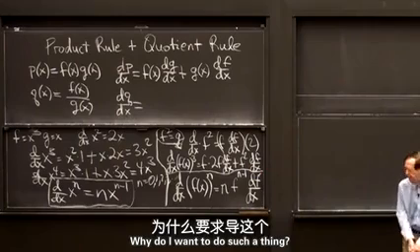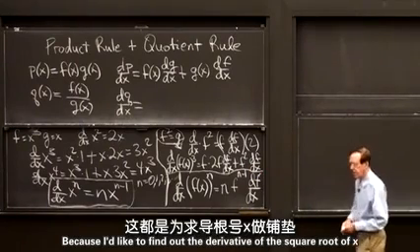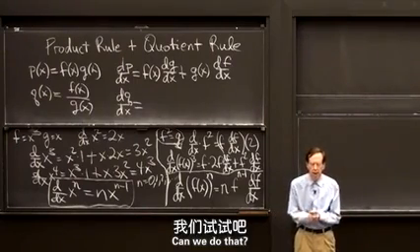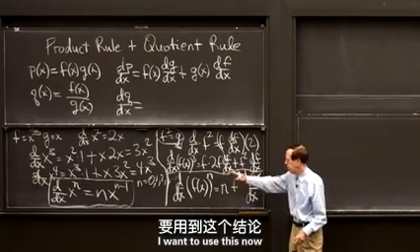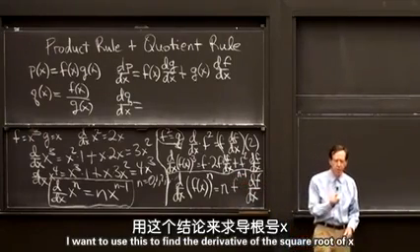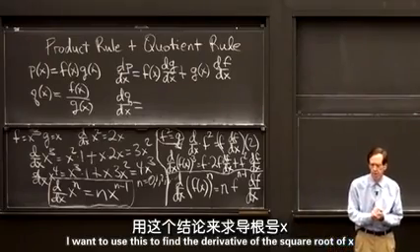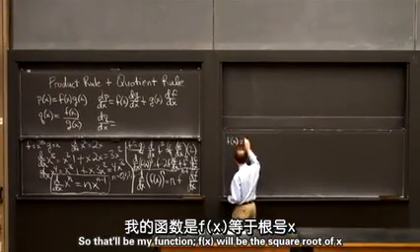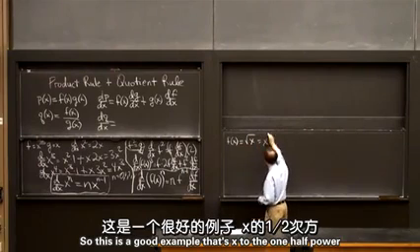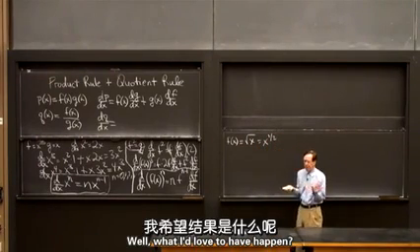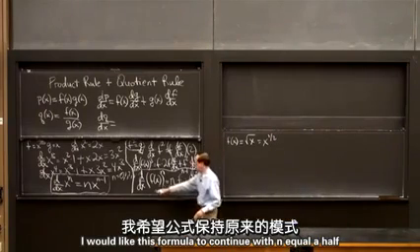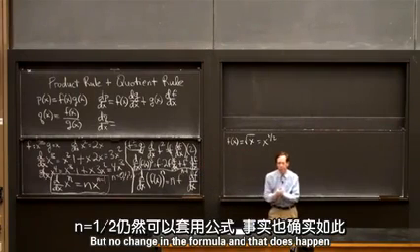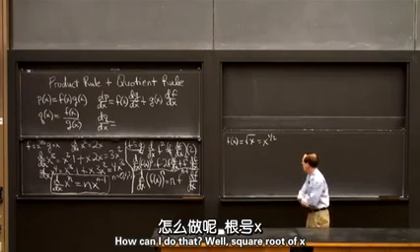Why do I want to do such a thing? Because I'd like to find out the derivative of the square root of x. Okay, can we do that? I want to use this now. So I want to use this to find the derivative of the square root of x. Okay, so that'll be my function. f of x will be the square root of x. So this is a good example. That's x to the 1/2 power. What would I love to have happen? I would like this formula to continue with n equal 1/2, but no change in the formula, and that does happen. How can I do that?